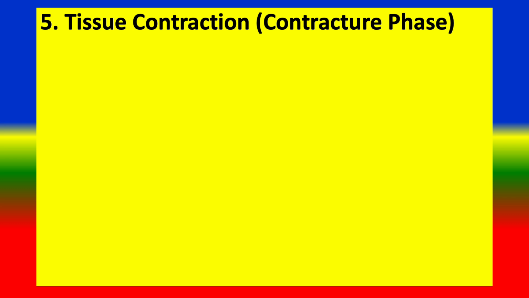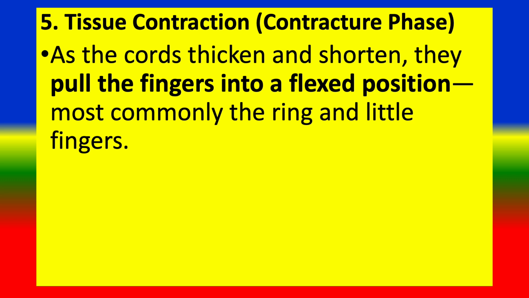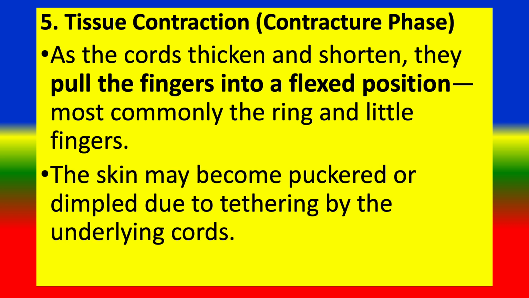5. Tissue contraction, contracted phase. As the cords thicken and shorten, they pull the fingers into a flexed position, most commonly the ring and little fingers. The skin may become puckered or dimpled due to tethering by the underlying cords.